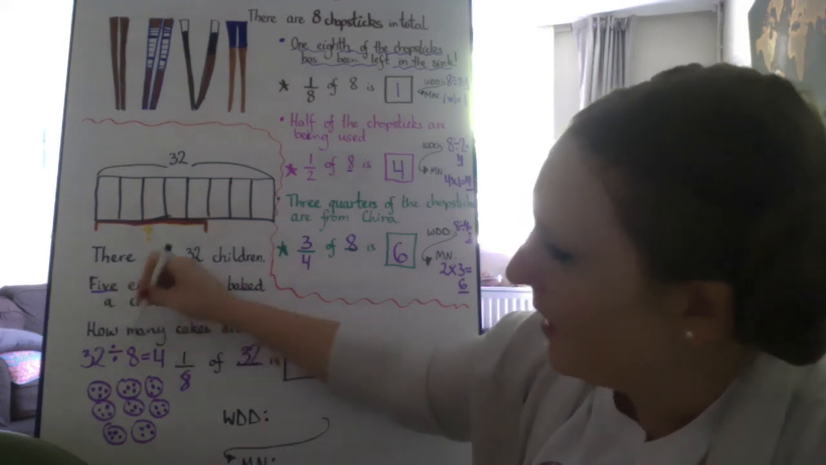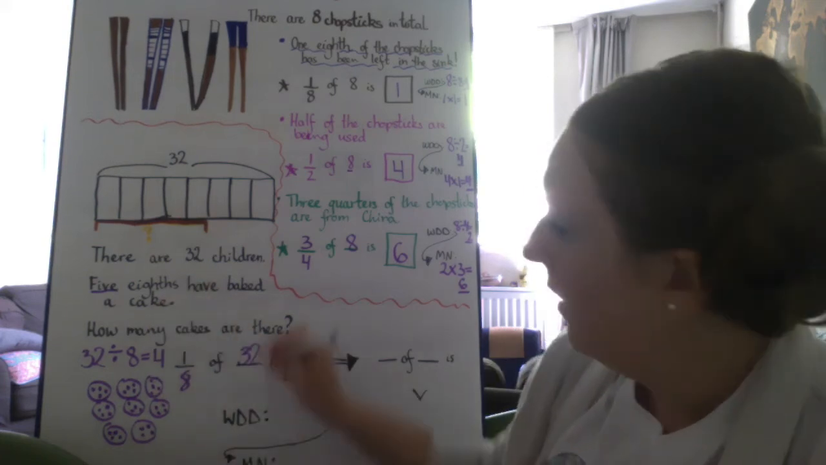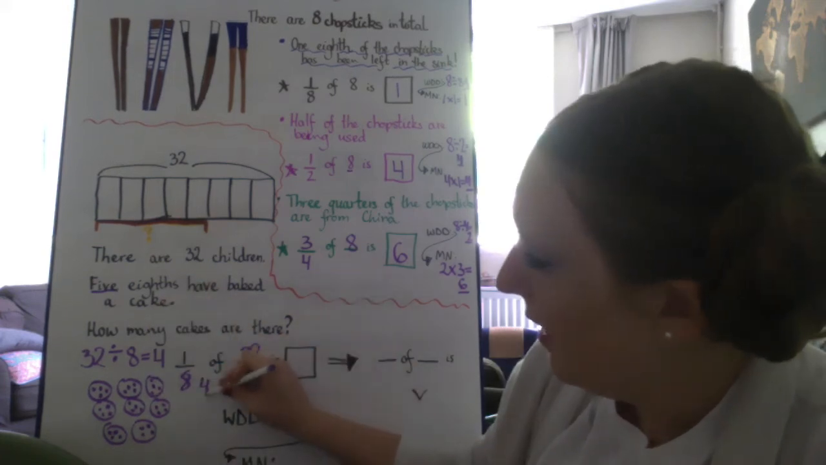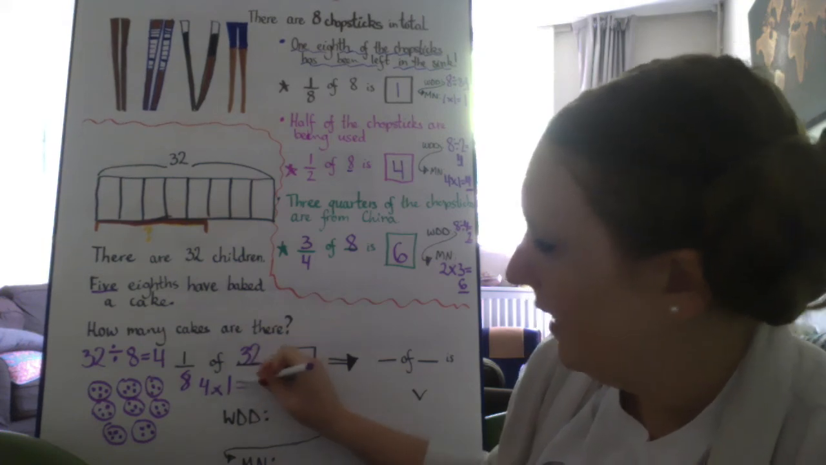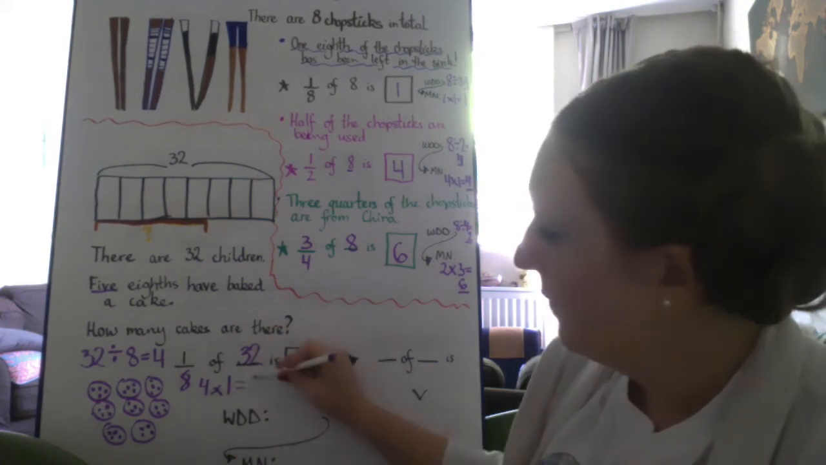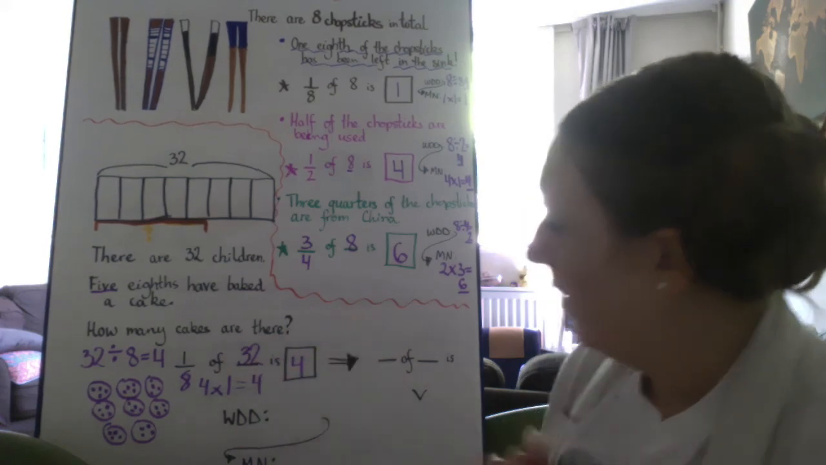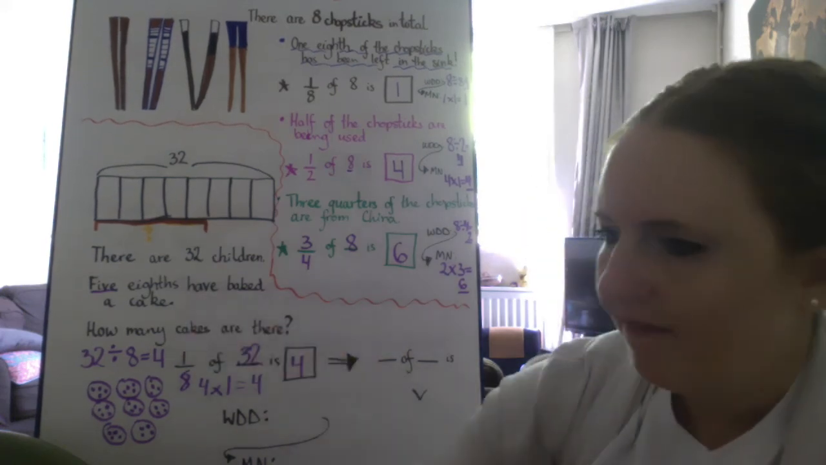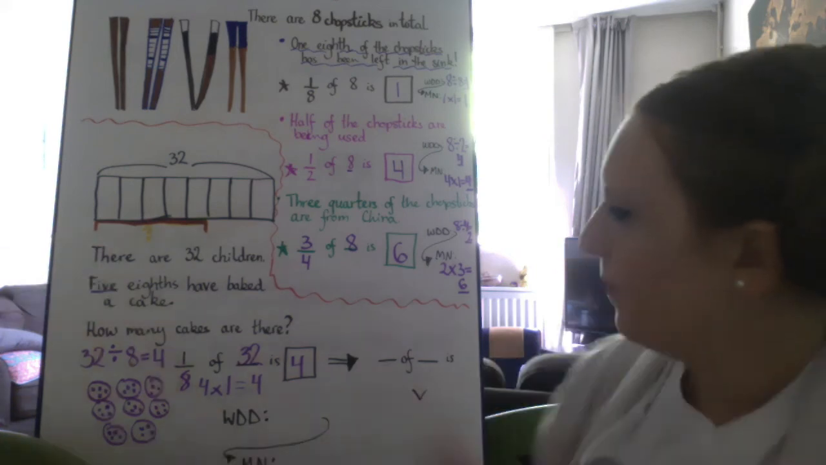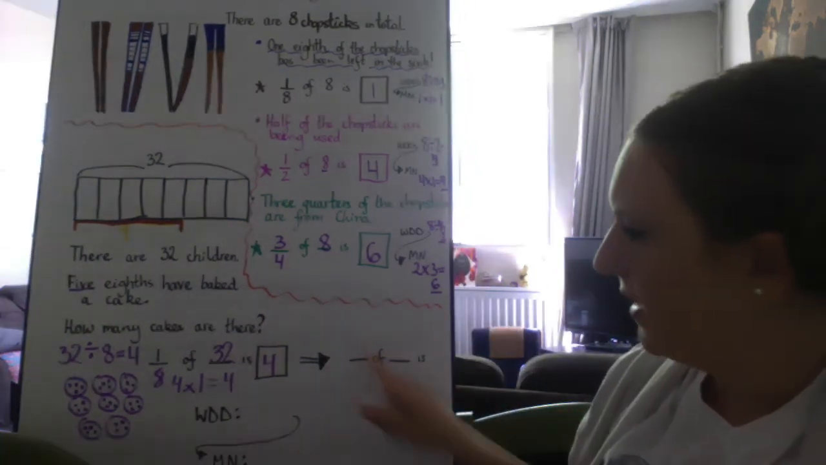So that is our WDD, whole divided by denominator. Remember, step 2, I'm going to take this 4 and multiply it by my numerator. So 4 times 1 is equal to 4. So we know that 1/8 of 32 is 4. But the question is asking 5/8 we want to find. So in this case, what is my numerator going to be?